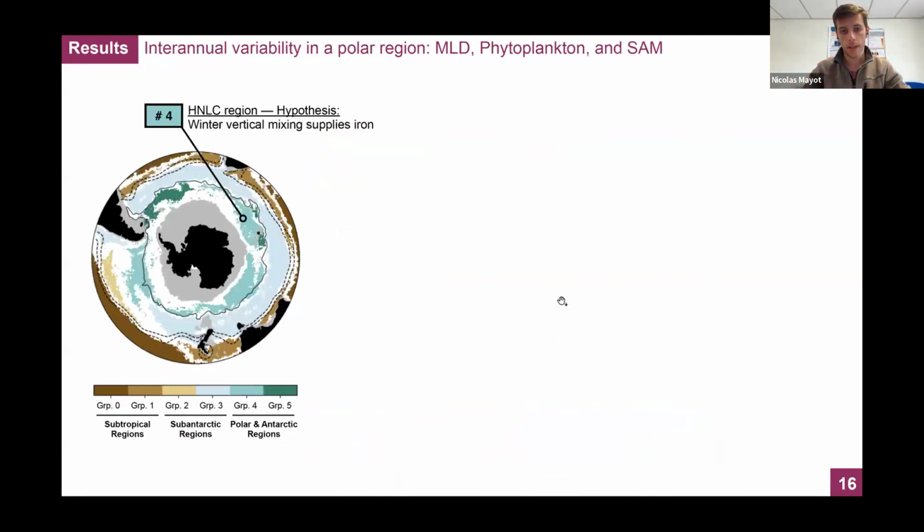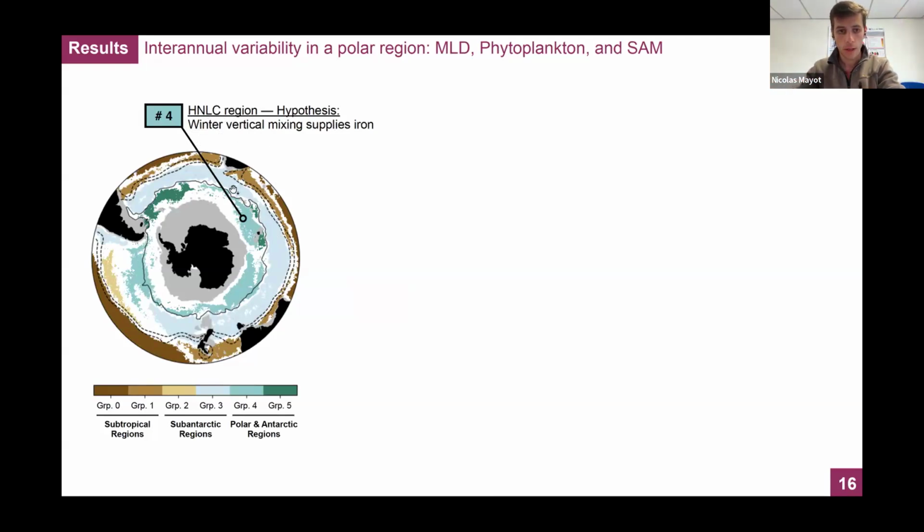So now, as I said before, I have been able to study the internal variability of some of these regions, and I try to understand this internal variability. For example, for the last part of my presentation, I'm going to focus on the HNLC region. In this region, the hypothesis is that the phytoplankton production in spring occurs because in winter we have a strong vertical mixing which supplies iron to the surface layer, and so allows the phytoplankton to grow during the spring and summer.